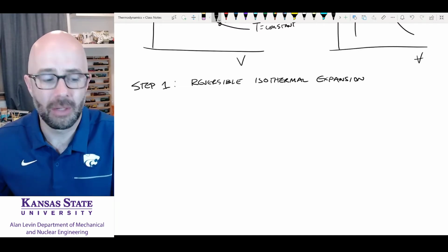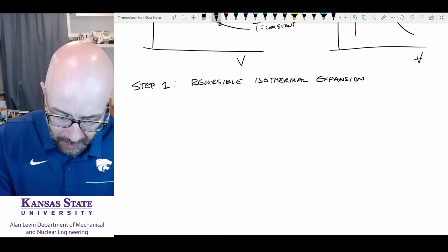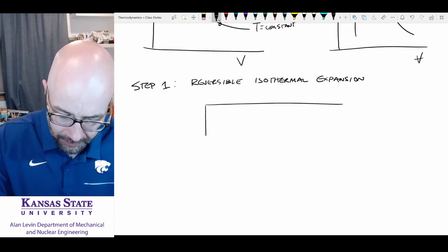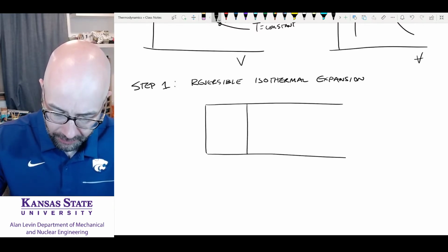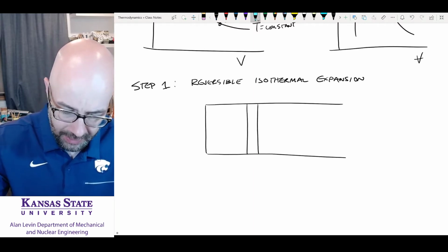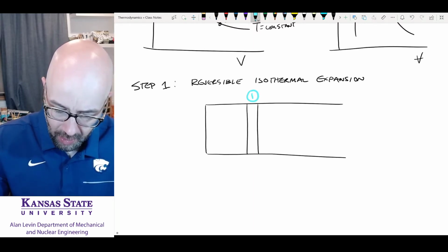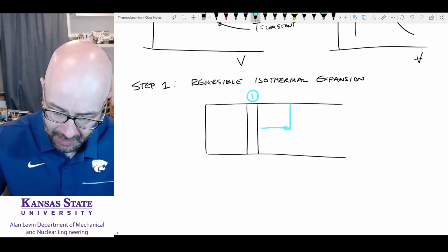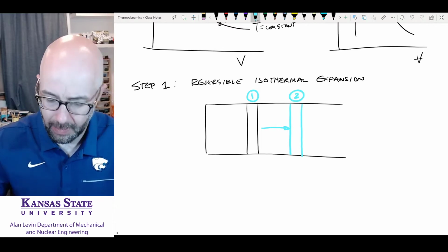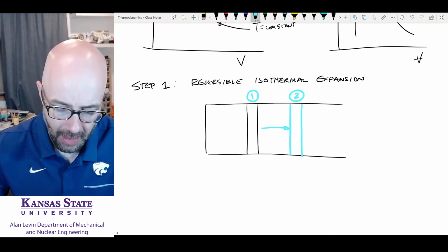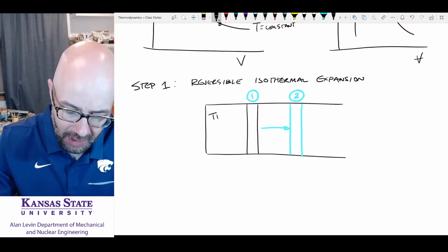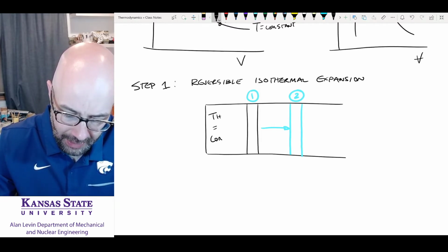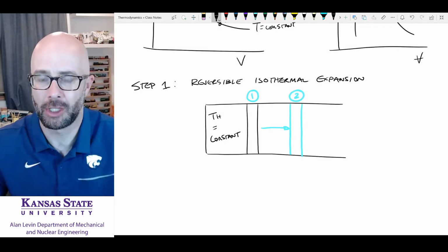Okay, isothermal expansion. So if we look at our piston cylinder that we're going to have here, we are going to have our piston at some state 1. I call this state 1. And we are going to expand it so it comes out here to state 2. Okay, that's where we're going to go, from 1 to 2. And it's going to be isothermal expansion, and let's say this is at TH, and it's going to be equal to constant. So we're going to keep this at a high temperature.